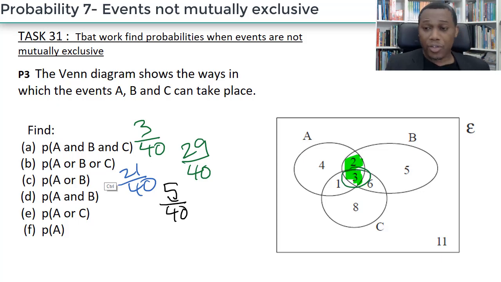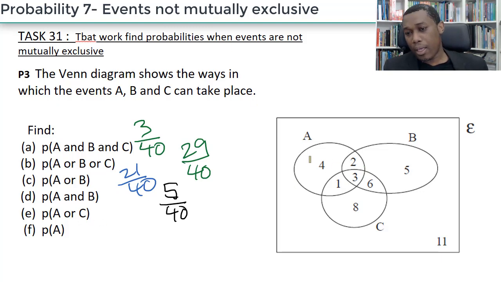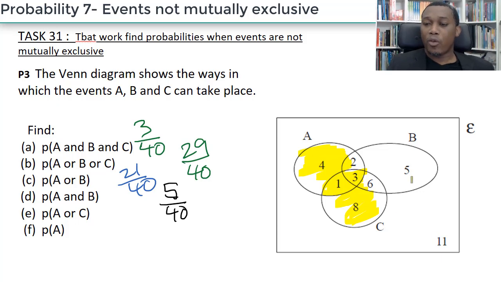A or C, what have I deleted there? Messed up by 5. A or C, I'll erase that bit. And A or C, what you're looking for there is the combination of the two circles for A and C. Those are the numbers we now have to add up, which means 16 is not being counted. We're left with 24. So for E, 24 on 40, which you can simplify.